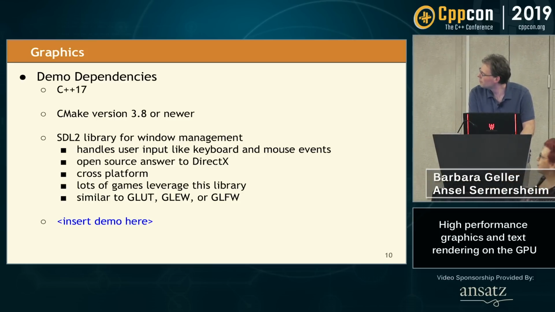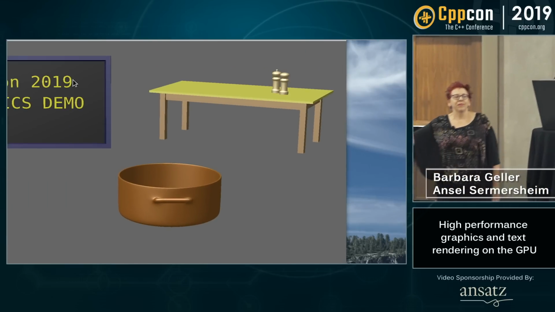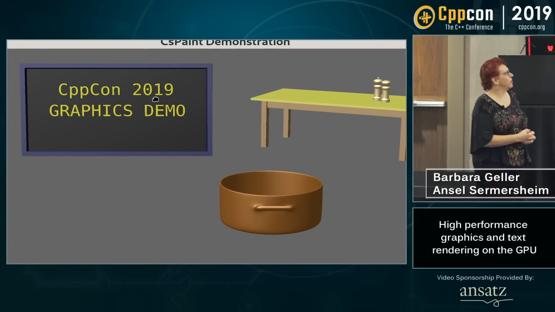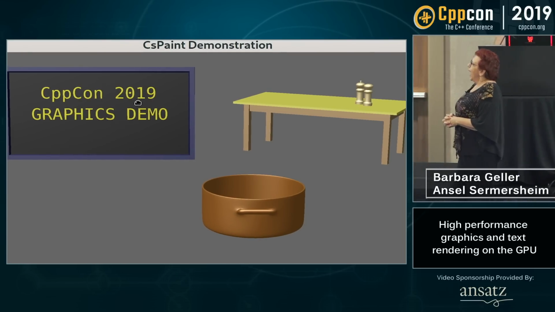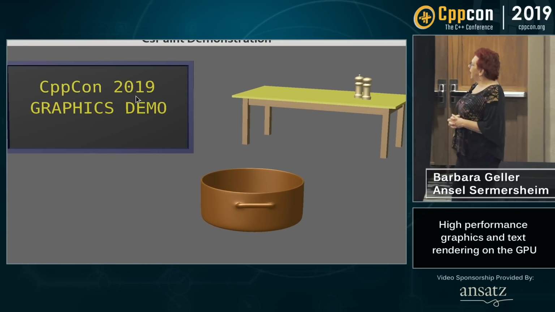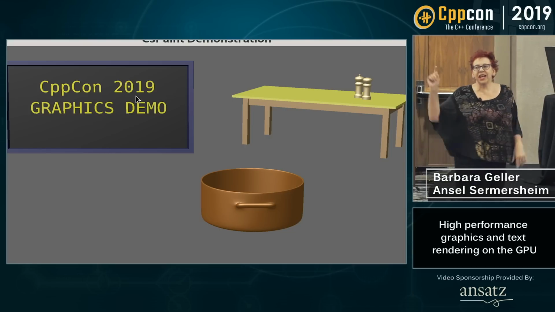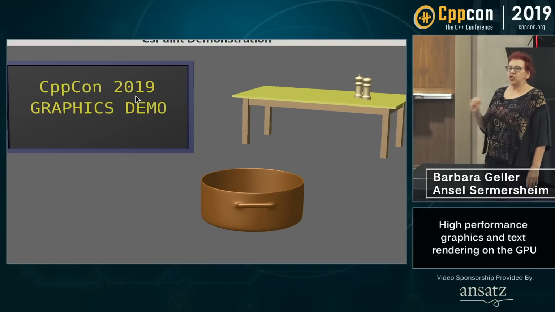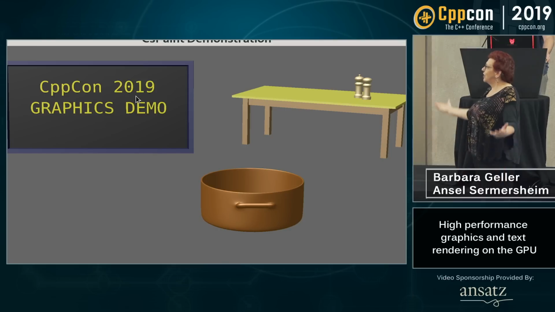Here's our demo. There's a pot, and there's a table, and there's a salt and pepper shaker, and there's a chalkboard with text. And each of these are individual items. The text is not an image. This is text that is being rendered on the GPU. The pot is a 3D image, so let's take a look at it.